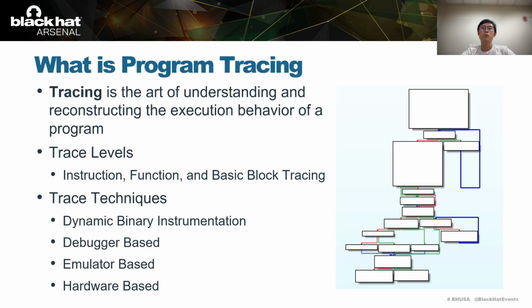So what is program tracing? Program tracing, by definition, is the art of understanding and reconstructing the execution behavior of a program. We have different trace levels based on different needs, like instruction level, function level, and basic block tracing. As the diagram shown on the right, the different white blocks are the basic blocks. It can be if branches or a loop. And the whole diagram can represent a function, and instructions go into more detail within the different basic blocks, which are just CPU instructions. And we also have different trace techniques.